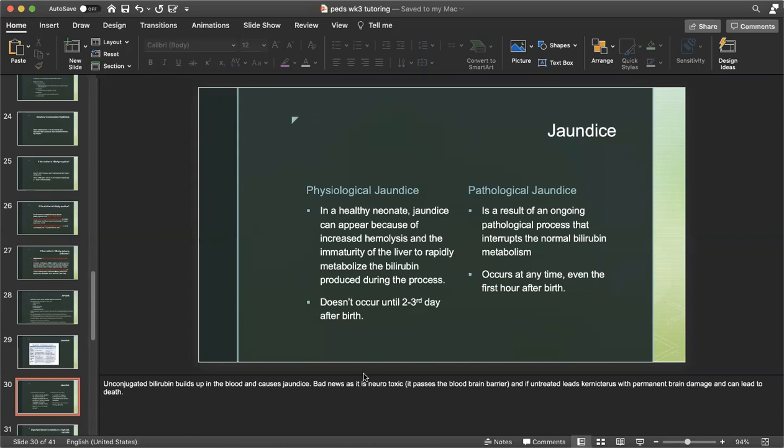What I put in the box below I took from her PowerPoint. Unconjugated bilirubin builds up in the blood and causes jaundice. It can pass the blood-brain barrier, and if untreated, it could lead to permanent brain damage or ultimately death. So if you see a baby with jaundice, you want to treat it as soon as possible and try to figure out whether it was physiological or pathological jaundice, because if it was pathological, we need to act quicker. If it's physiological, it's not really that serious. So make sure you know the difference between the two, because she'll probably ask you about it on the exam.